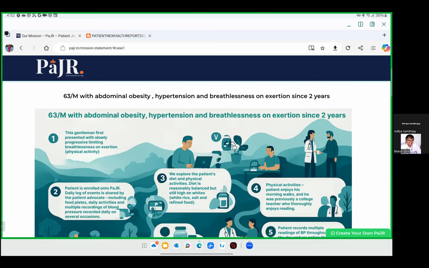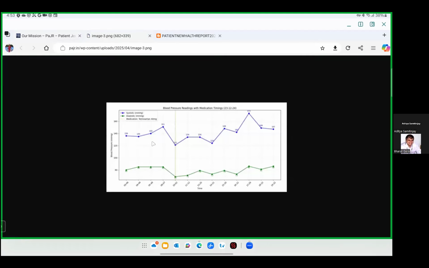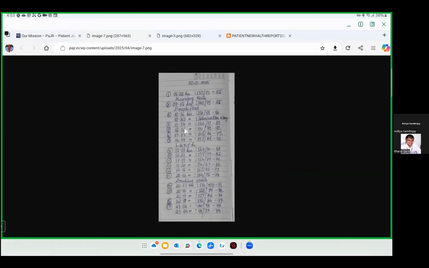So no one has advised him to stop drinking alcohol. But if I click on one of these, you can see his blood pressure readings. And when he starts drinking, his blood pressure actually drops, perhaps because he's feeling better in himself. And this is his daily log of blood pressure. You can see he nicely writes drinking starts at the bottom, and his blood pressure is doing fairly well.